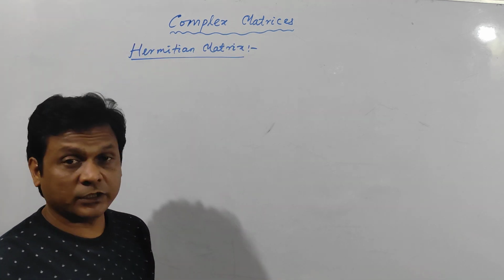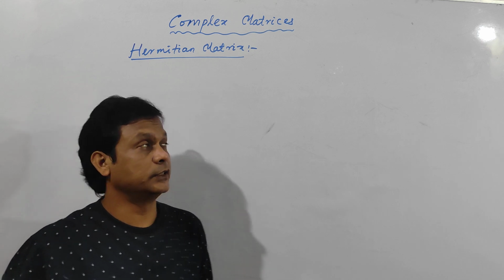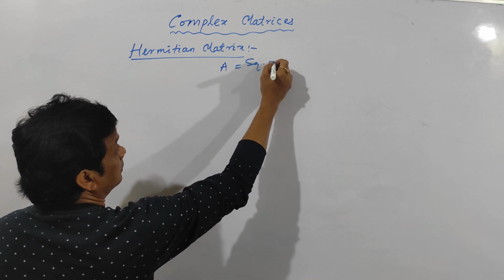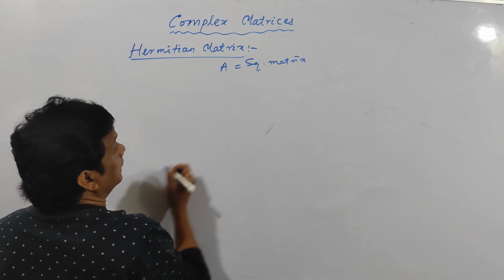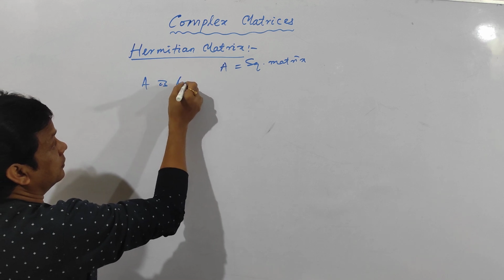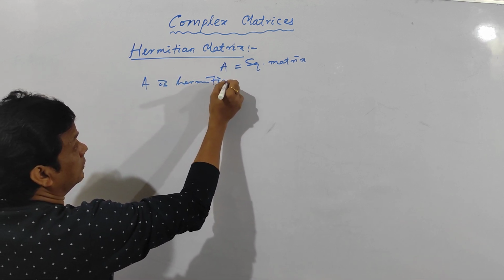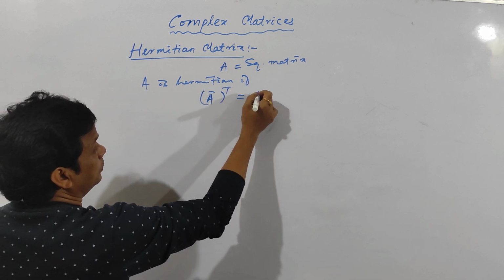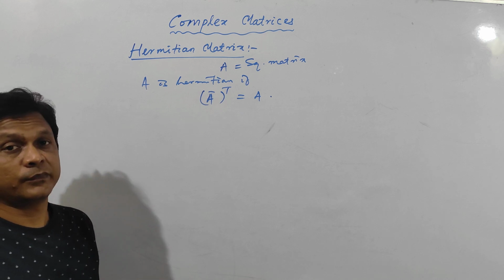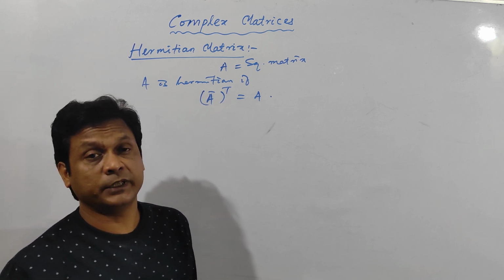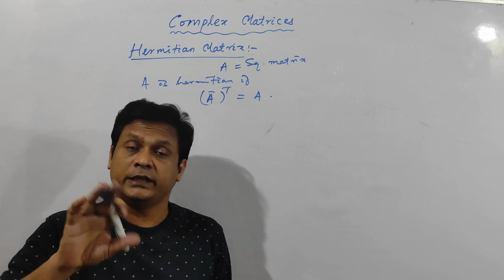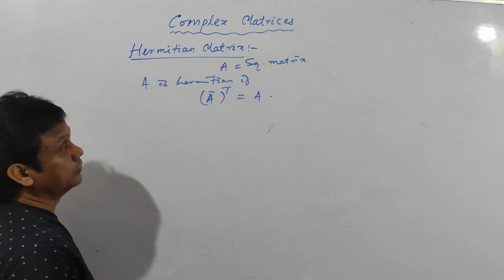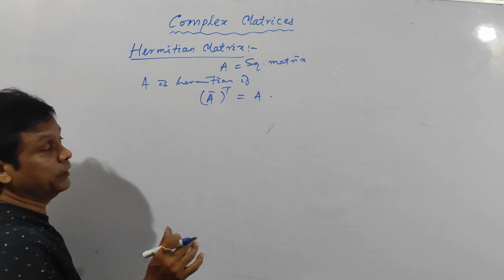See here, under what condition is a square matrix A said to be Hermitian? If A is a square matrix, then A is Hermitian if A bar transpose is equal to A. That means the transpose conjugate of the matrix A is itself. Clear? So let us see what is the relation between the elements.